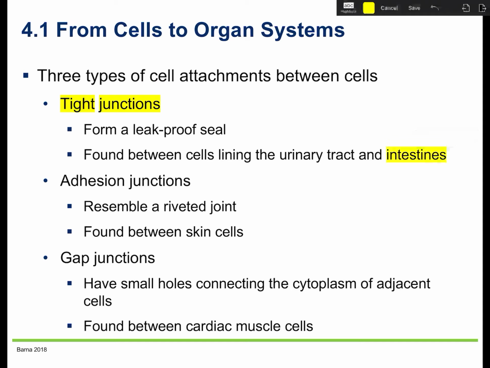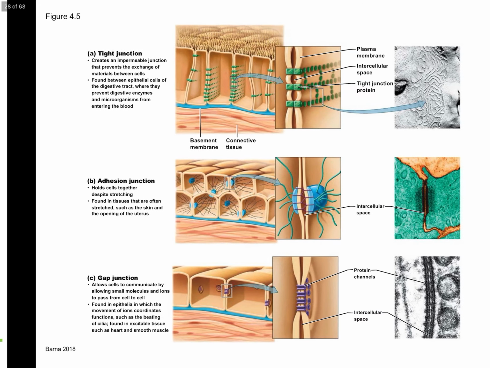Adhesion junctions, these are also called desmosomes. These can be found between skin cells. These allow a little bit more of a stretching. And gap junctions, these are like tunnels. They have little holes connecting cells together. And these are found between cardiac muscle cells. These allow nerve impulses to travel between cells very quickly and efficiently.